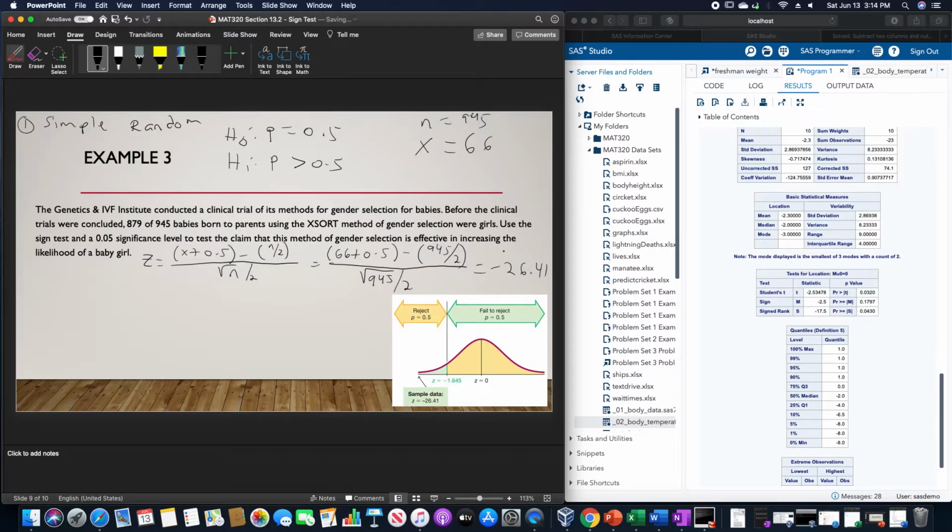Now, the critical value for this was negative 1.645, and this number is incredibly small. It falls well within that critical region, so we could say, without a doubt, that there is sufficient evidence to support the claim that goals are more likely with the XSort method.